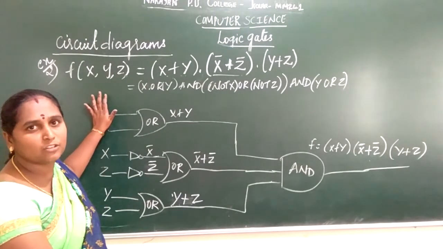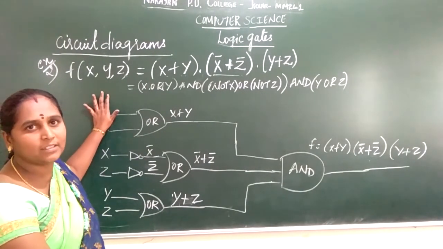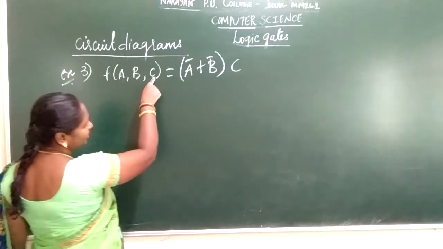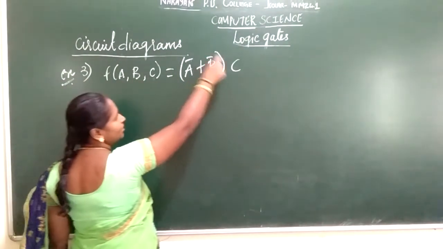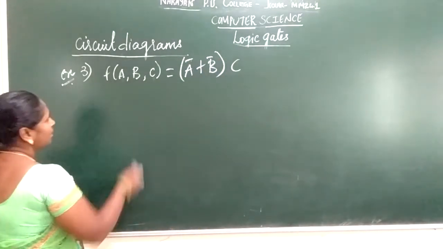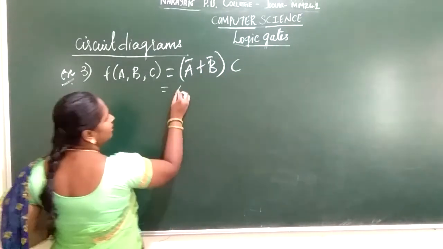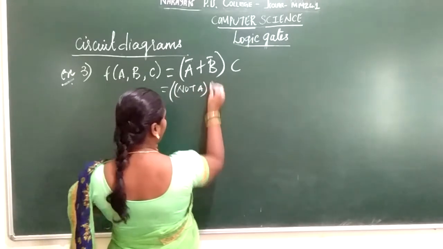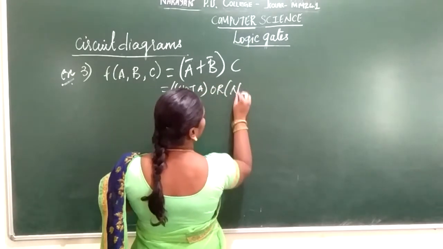So we are going to see another two more examples. My third example is f of a, b, c equals a bar plus b bar into c. So here you can write the expression as it is, that is not of a, or not of b.